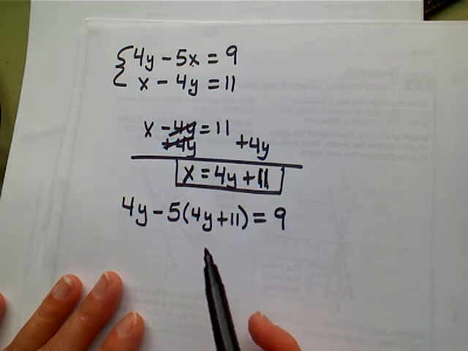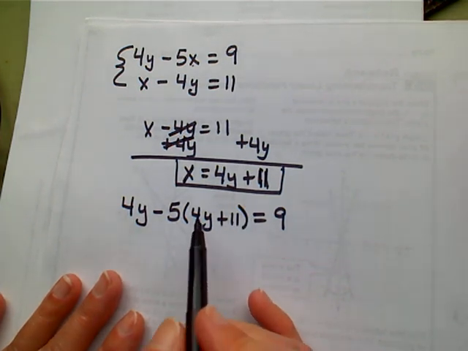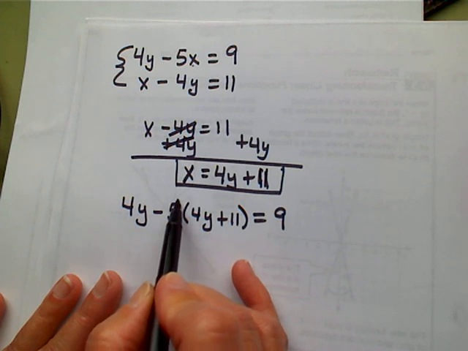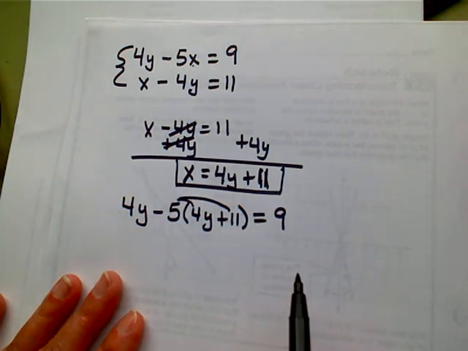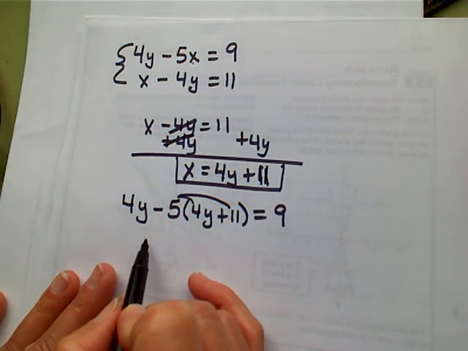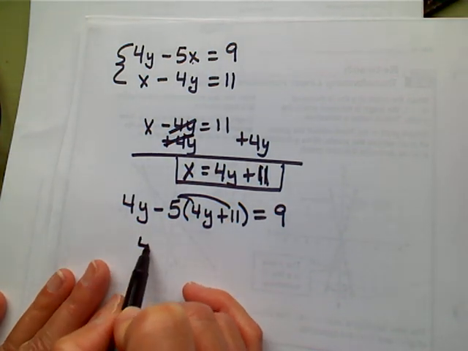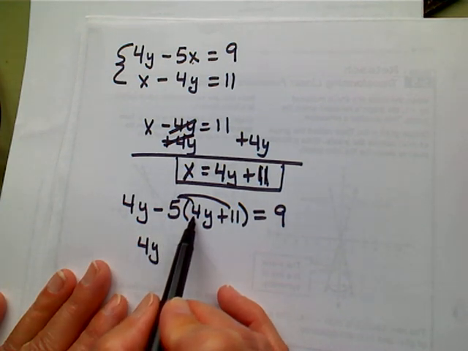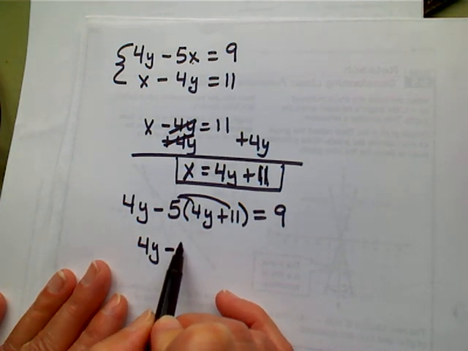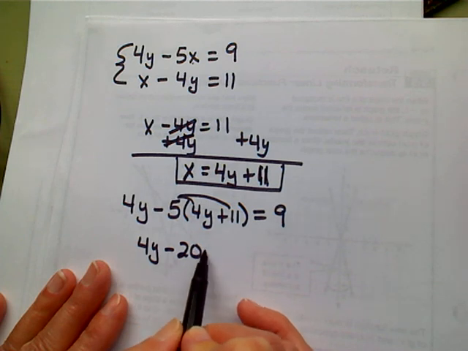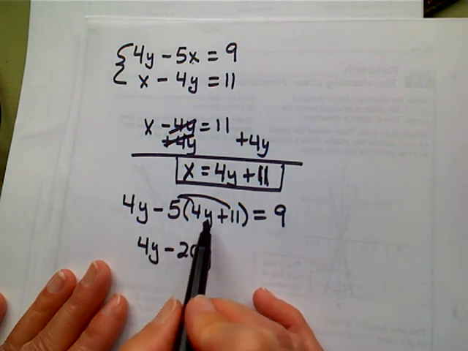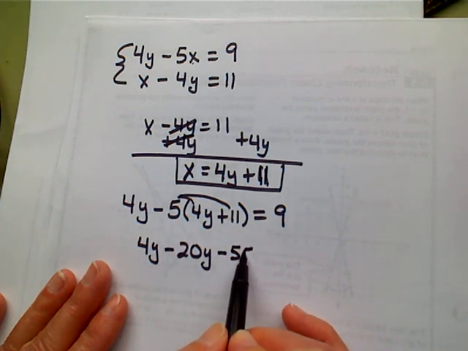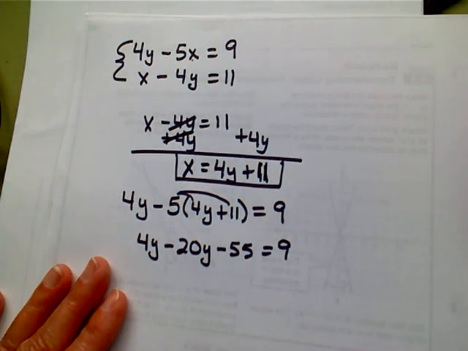So now we have to be really careful with this because we have to distribute. Remember, when we're dealing with parentheses, that means multiplication. So I have to be very careful that I distribute that negative 5 with everything that's on the inside. So I have 4y. Okay, now I have negative 5 times 4, which is going to give me negative 20y. And then negative times a negative makes a positive, and 5 times 11 is 55, equals 9.